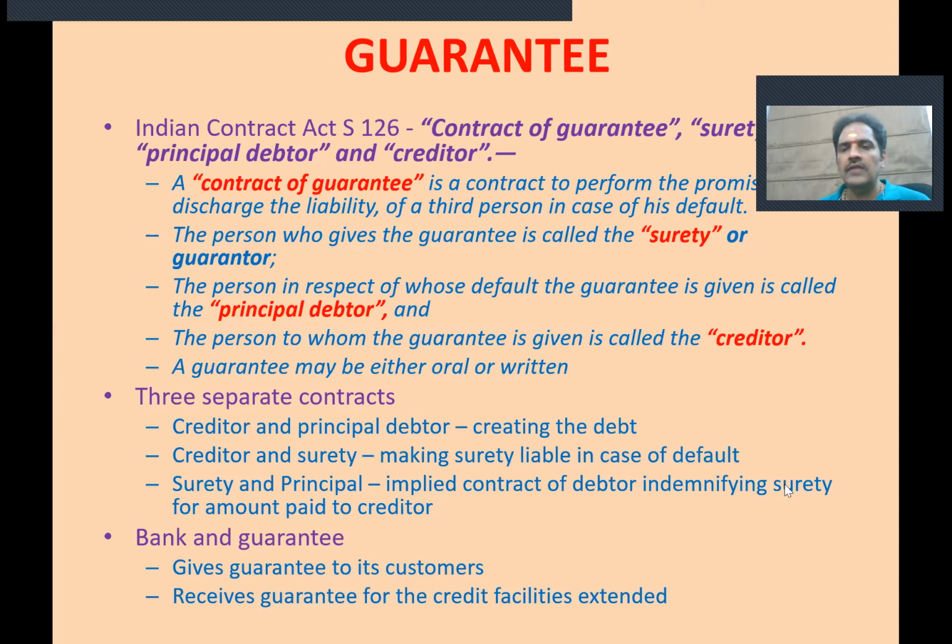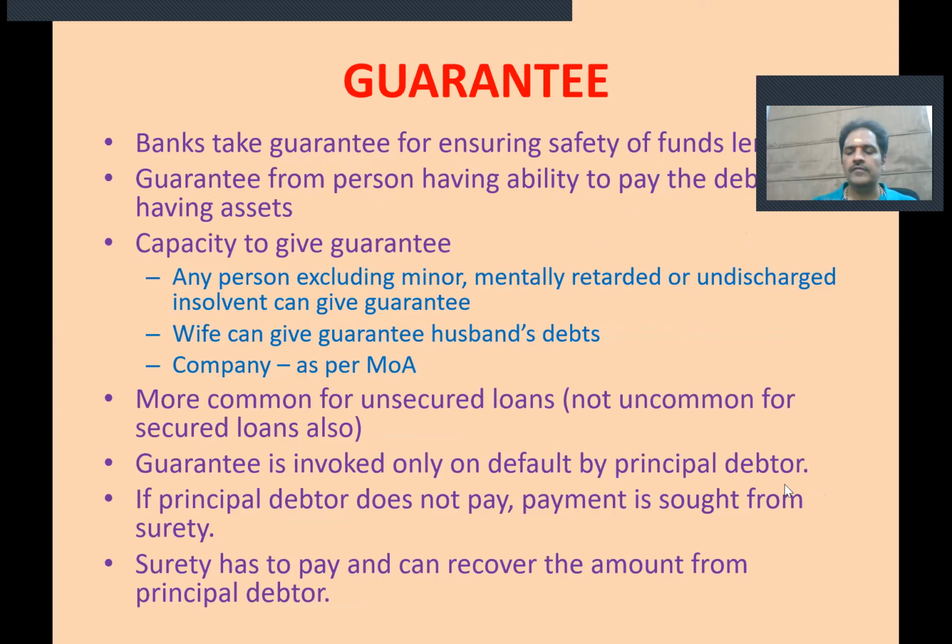The bank and guarantee. Here the relationship is one of two kinds. Either the bank asks for a guarantee when it gives a loan, in which case the bank is a creditor. The second case is where the bank also gives a guarantee. It is called a bank guarantee, where the bank stands surety or guarantor for a customer of the bank for various purposes, which we will see subsequently. So both of these are there. First, we'll talk about the guarantee where the bank is lending and is asking for a guarantee.